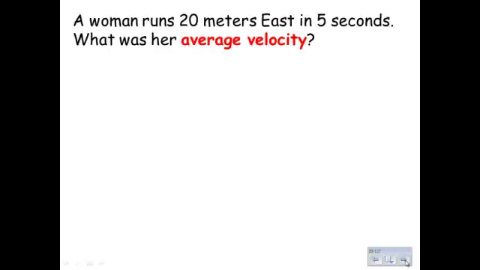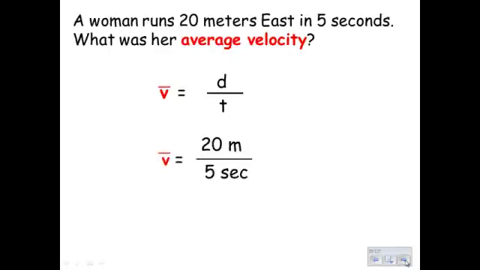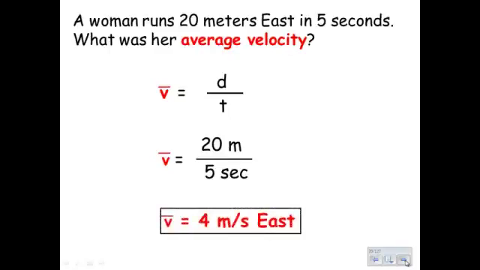To calculate the average velocity, we're going to use the formula that we learned previously. Average velocity is equal to displacement over time. When I substitute my numbers into the equation, I see that average velocity is equal to 20 meters divided by 5 seconds. So my average velocity would be 4 meters per second east. Notice since velocity is a vector, I included the direction in my answer.